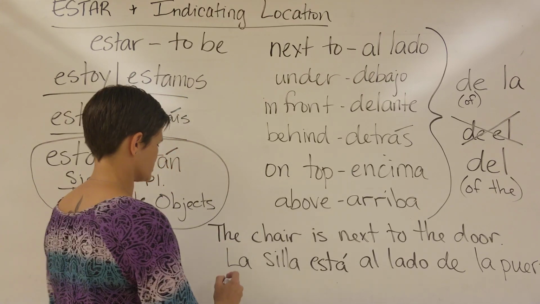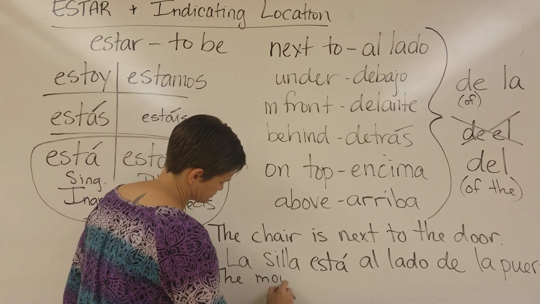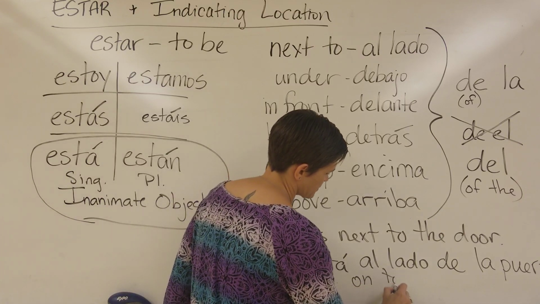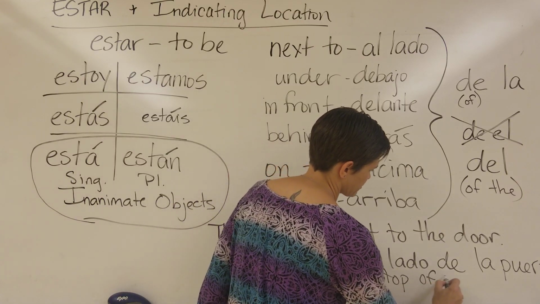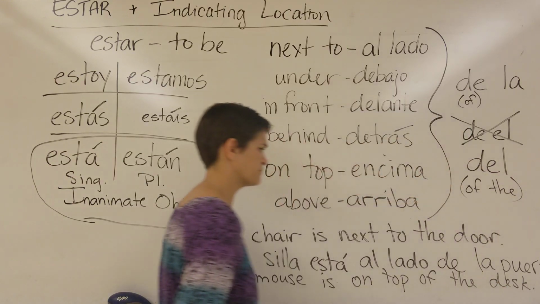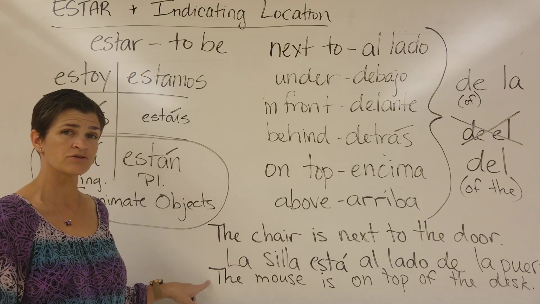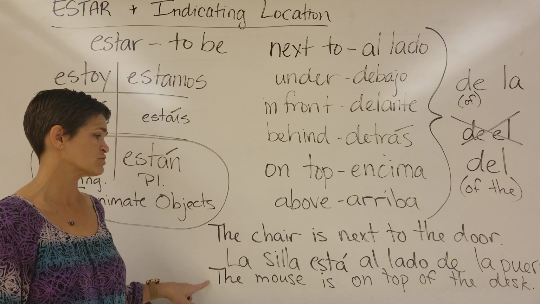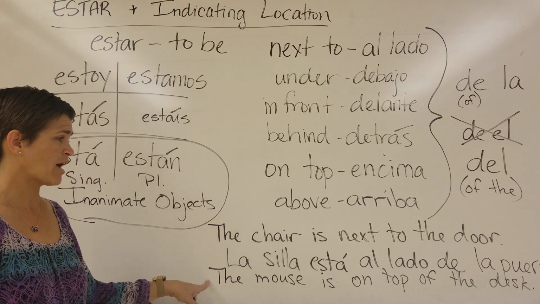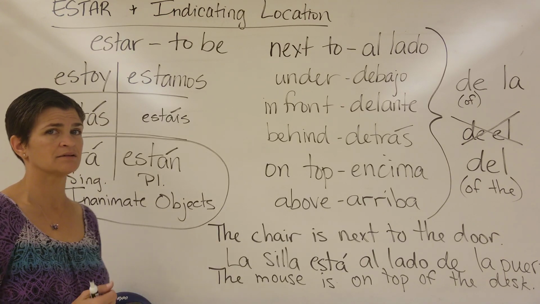So if I wanted to say the mouse is on top of the desk, we would need to use del in that sentence, and I want you to write this sentence on your notes in Spanish. In order to receive full credit for the notes, you gotta have this translated into Spanish at the bottom. El ratón está encima del escritorio.